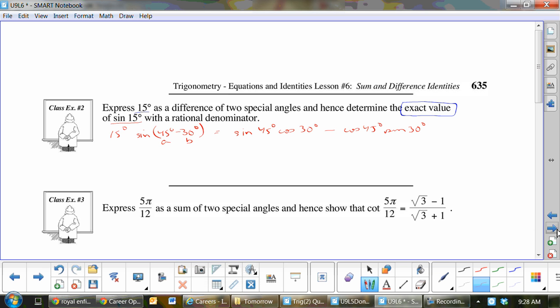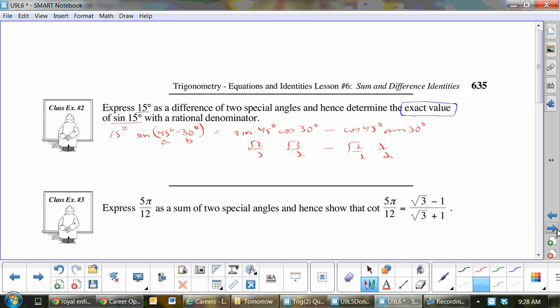Okay, let's do this. Sine 45. Come on, what is it? Root 2 over 2. Cos 30. Root 3 over 2. Minus cos 45. Root 2 over 2. Sine 30. 1/2. Okay? So when you know your unit circle, these are easy. If you don't know your unit circle, you are in for some fun. This is a 5-minute question if you don't know your unit circle. A 2-minute question if you do.